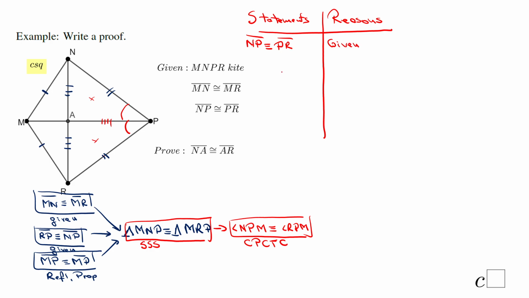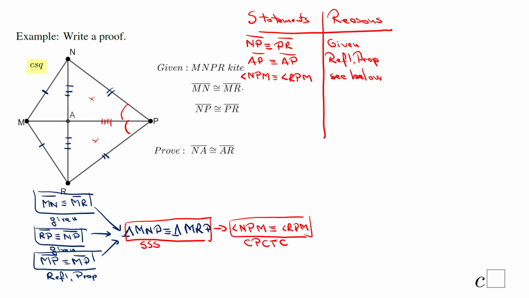Okay, then we have AP congruent to itself, reflexive property, and then, like I said, the two angles I marked, angle NPA. In fact, let's be consistent, NPM congruent to angle RPM. And I'll say here C below. Those are the reasons. Okay.